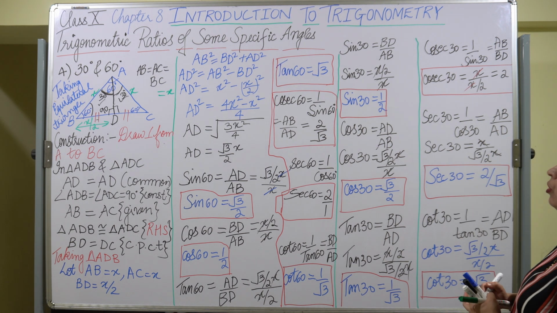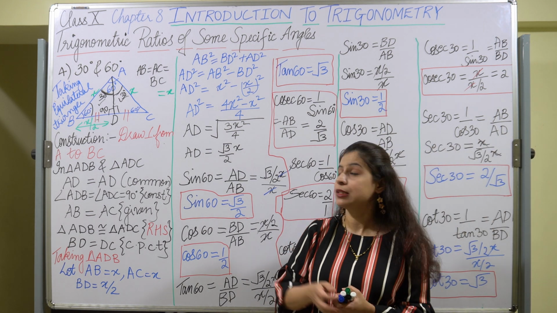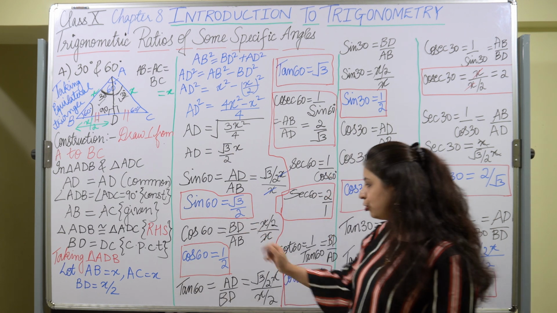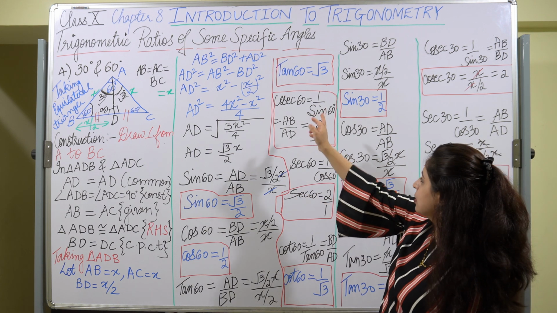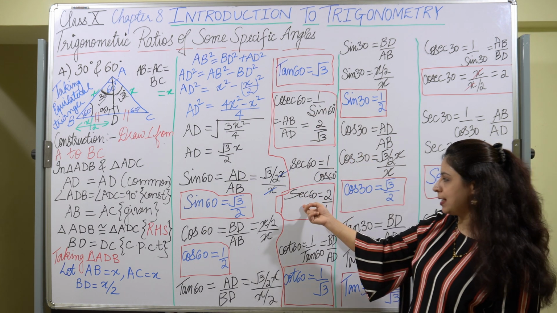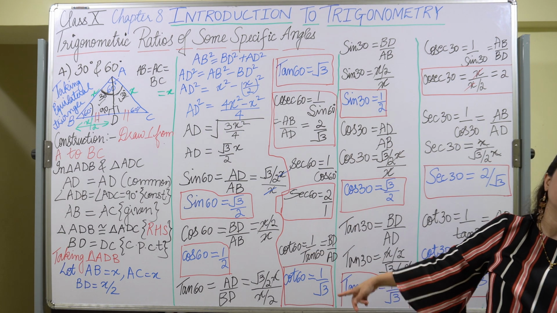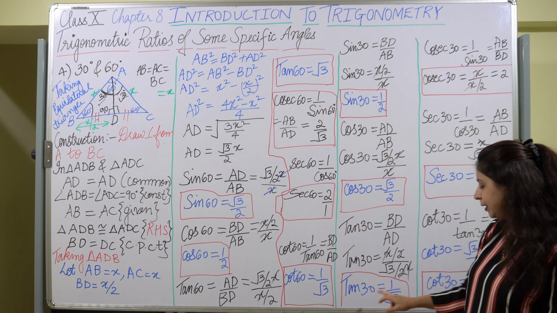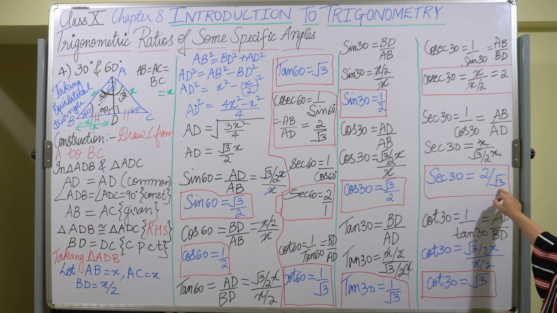So this we have finished, we have derived, we have formulated all the values for 30 degrees and 60 degrees for the trigonometric ratios. So just we can recall it: sine 60 is root 3 by 2, cos 60 is 1 by 2, tan 60 is root 3, then the reciprocals: cosec 60 is 2 by root 3, sec 60 is 2, cot 60 is 1 upon root 3. Then for the 30 degrees, sine 30 is 1 by 2, cos 30 is root 3 by 2, tan 30 is 1 upon root 3, cosec 30 is 2, sec 30 is equal to 2 by root 3, and cot 30 is equal to root 3.